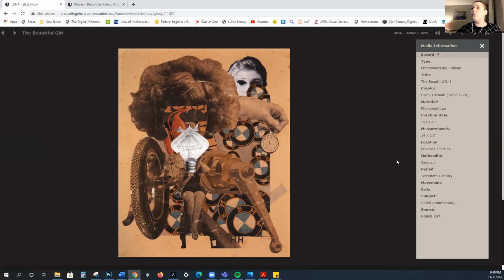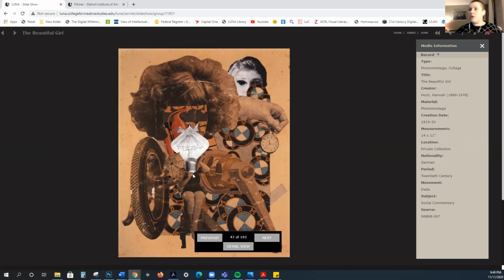Hannah Höch is taking images from other sources and combining them in new ways to create a piece with a different meaning, right? So even though the Dada artists emphasized absurdity and they sought to fight against logic, etc., there's still meaning here, right? So BMW, it's a comment on commercialism, the objectification of the female body, new technology, all of this.